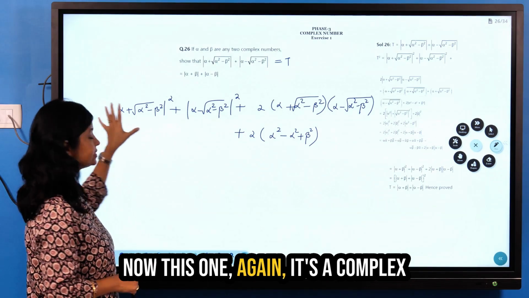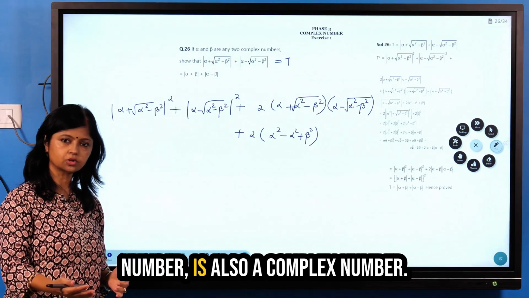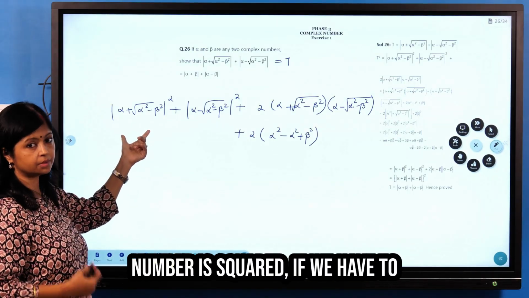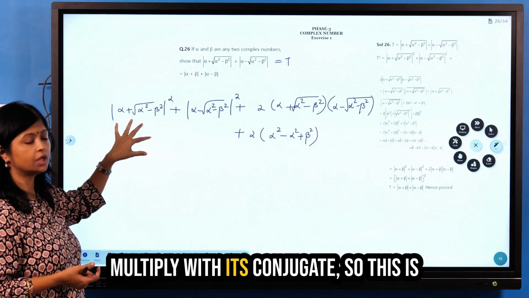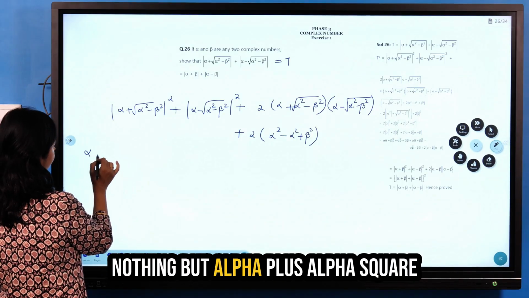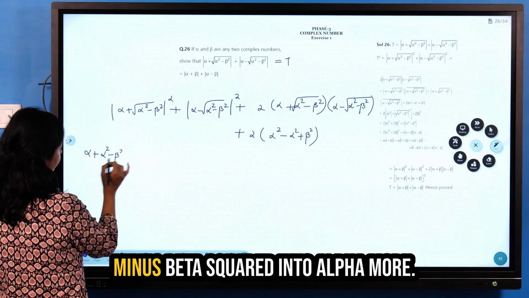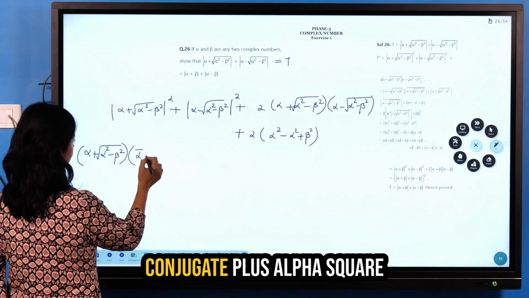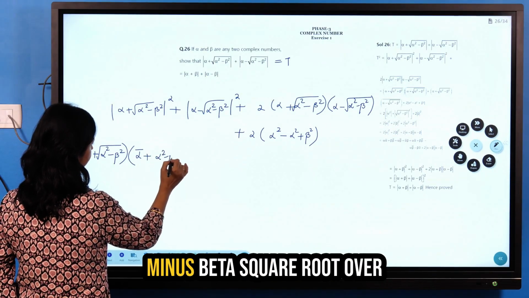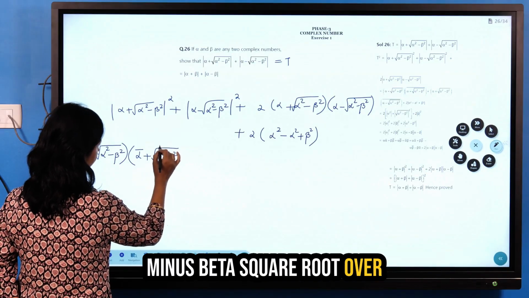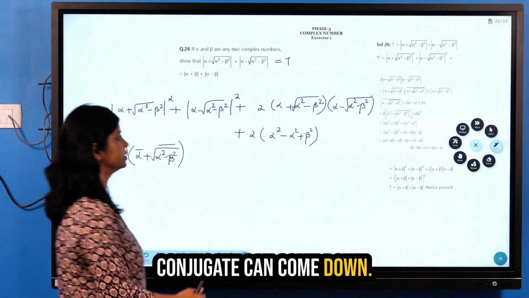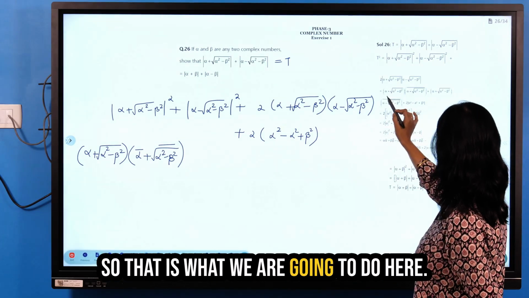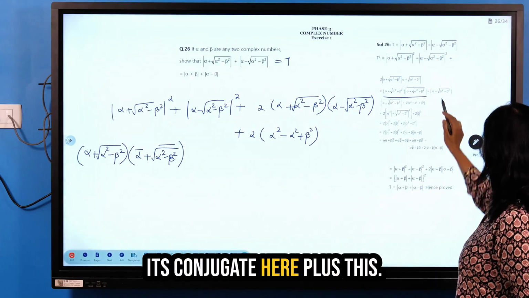Now, this one, again, it's a complex number. Square of a complex number is also a complex number. Root over of a complex number is also a complex number. So, whenever mod of a complex number is squared, we have to multiply with its conjugate. So, this is nothing but alpha plus root over alpha squared minus beta squared into alpha conjugate plus root over alpha squared minus beta squared conjugate. So it's going to be a little lengthy calculation. So that is what we are going to do here. We are just multiplying with its conjugate here plus this.